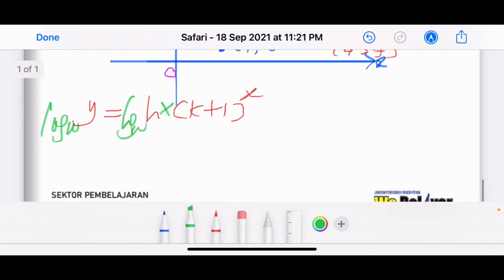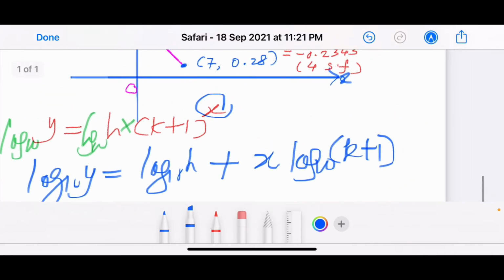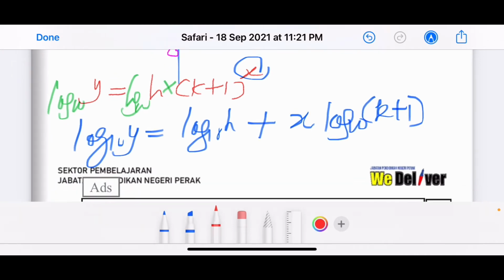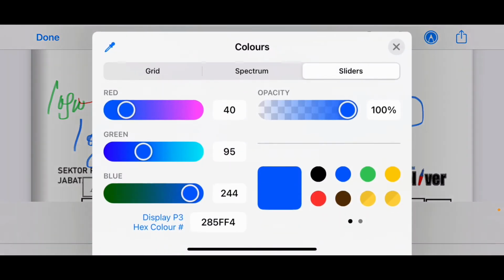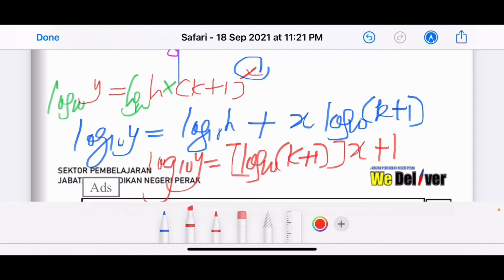So now I'm going to show you how I apply the linear law. It's log 10 y equal to log 10 h plus the x has to be brought to the front, like this, k plus 1. And then we have to rearrange until it is y equal to mx plus c. So the best thing is you must write it like this: log 10 y is equal to log 10 of k plus 1, then whole bracket x plus log 10 h.